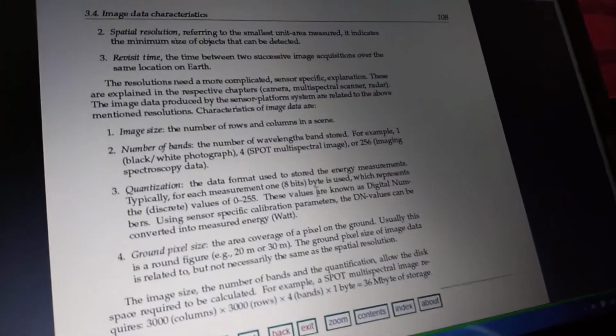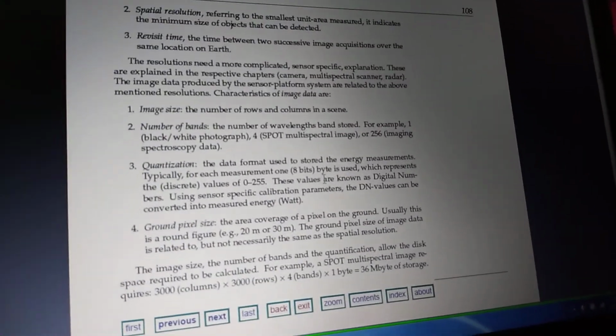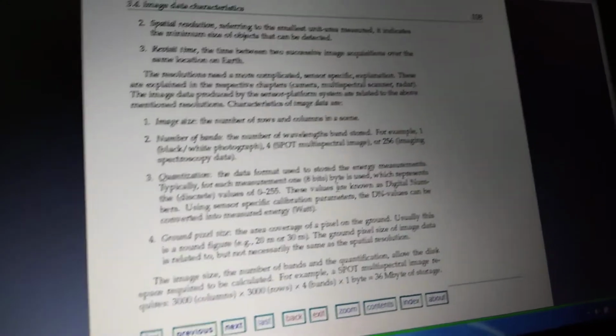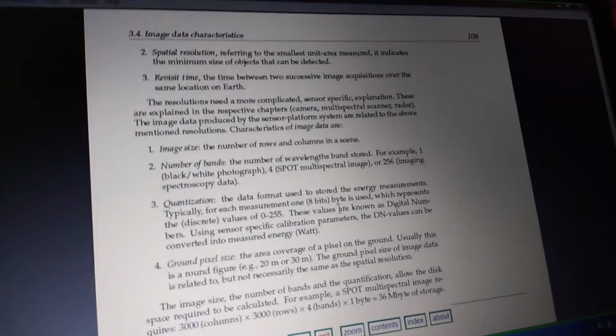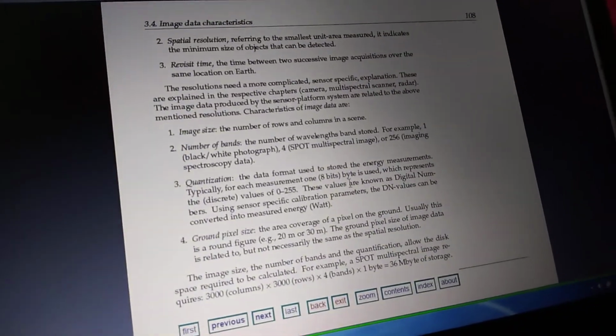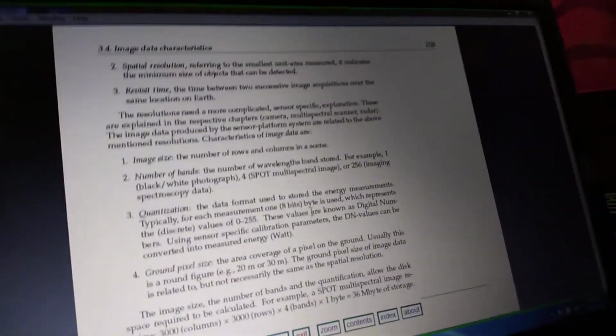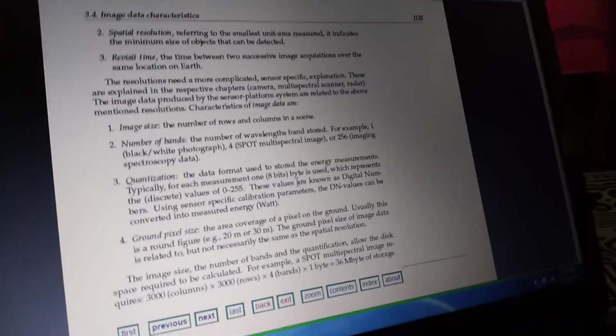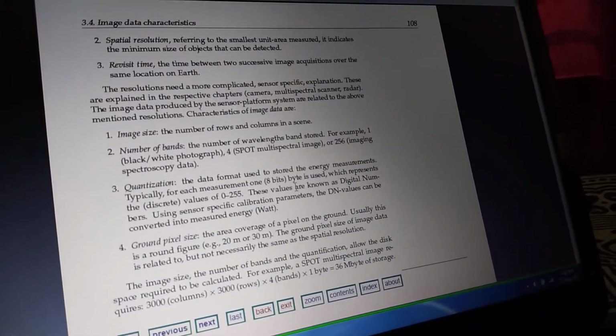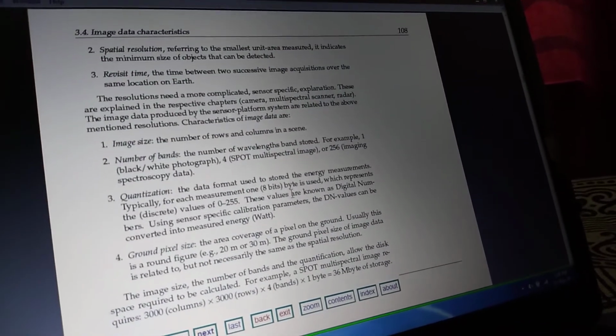What is this? That is basically the smallest unit area measured. It indicates the minimum size of objects that can be detected. And the third one is called the revisit time. What is revisit time? The time between two successive image acquisitions over the same location on Earth. Depending upon these three parameters, we can find out the strength of the image quality, or the resolution of the image quality.